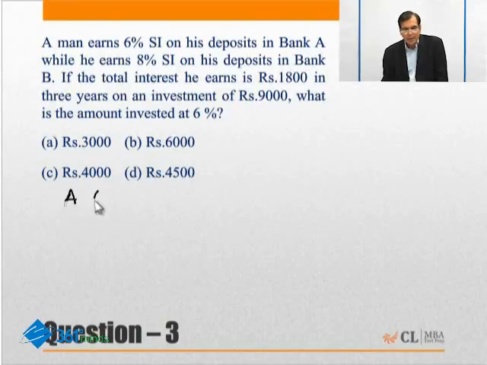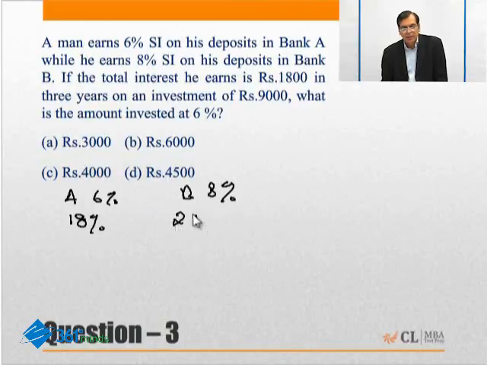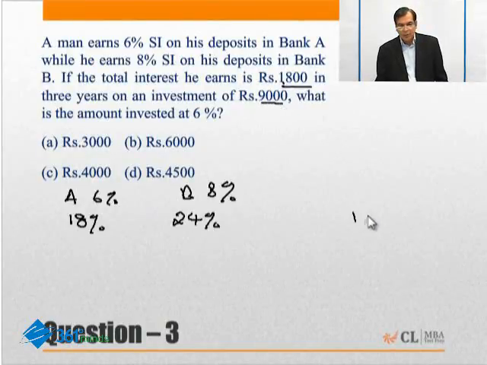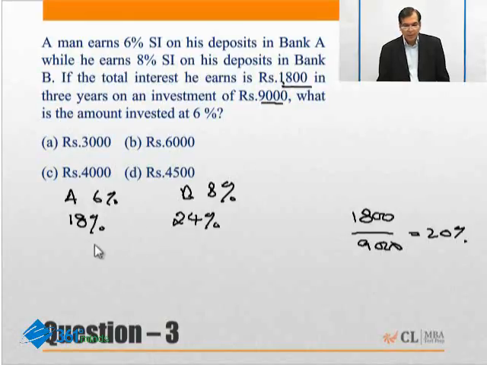Bank A, 6% rate of interest, but this is for 3 years, so for 3 years it should be 18% interest received by you. Bank B, the rate of interest is 8%, and since this is for 3 years, the total interest received from Bank B is 24%. What is the average interest received? It is 1800 on 9,000, which is 20%.